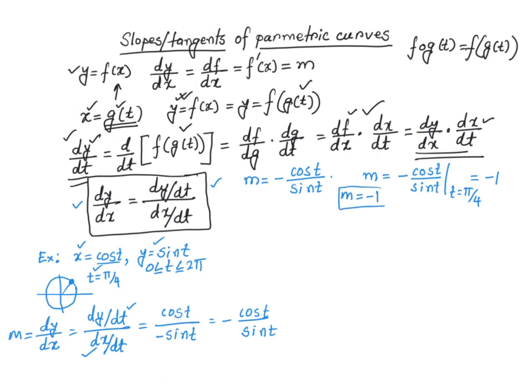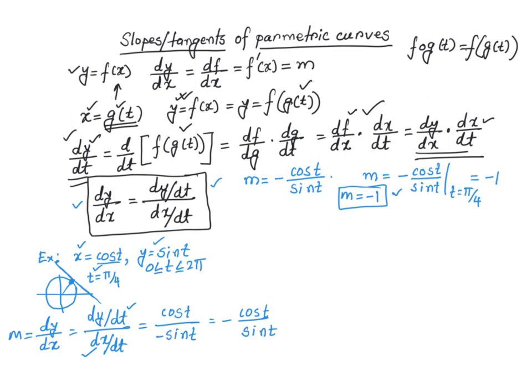So this is a value I will need. So the slope of this tangent line, okay, so this was the point of interest right here. So the slope of this tangent line right here on the unit circle is negative 1.